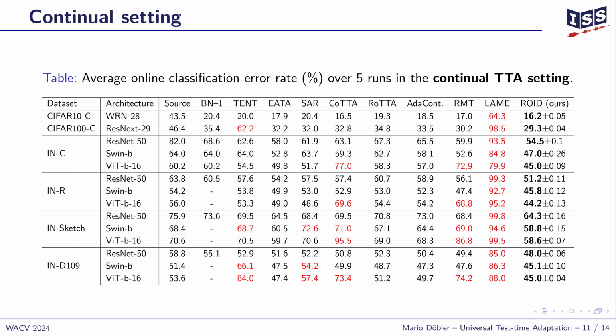Coming to our experiments, first looking at the continual setting, we have uniform class distributions and if we have multiple shifts, we encounter them sequentially. We can already see that for many recent methods, performance can be worse than the source baseline. This is the case for TENT, SAR, CoTTA, RMT, and LAME. Our method shows a strong adaptation, actually best or state-of-the-art results on all these benchmarks and also for different architectures.